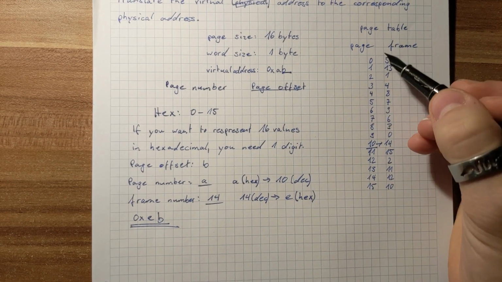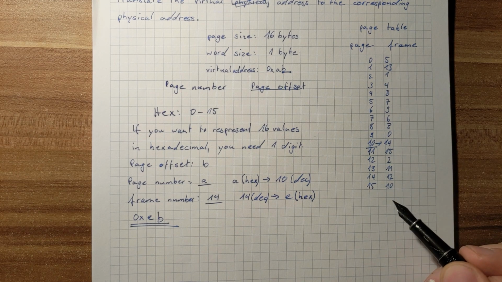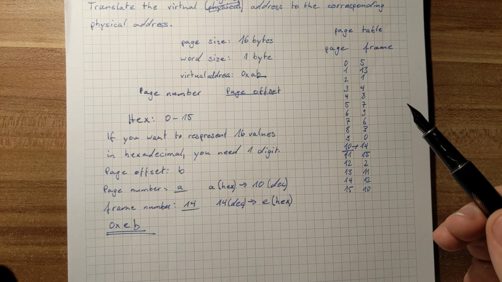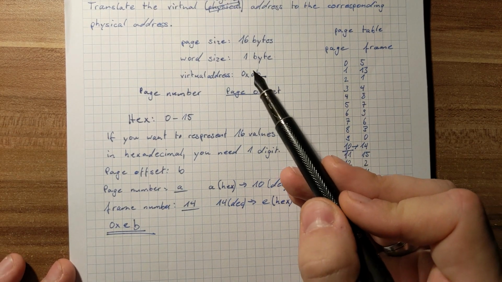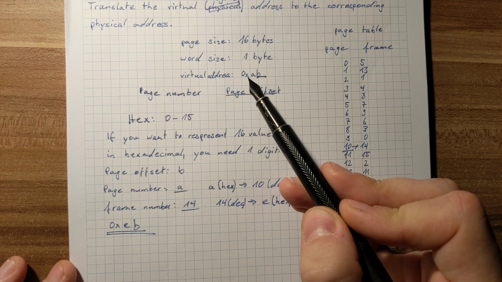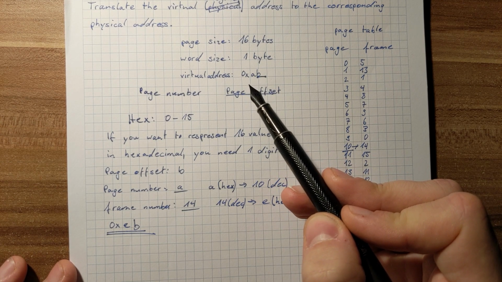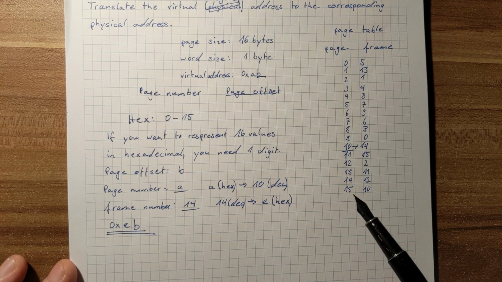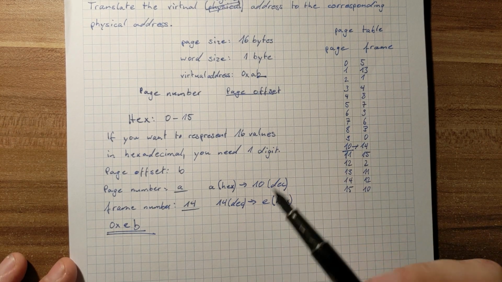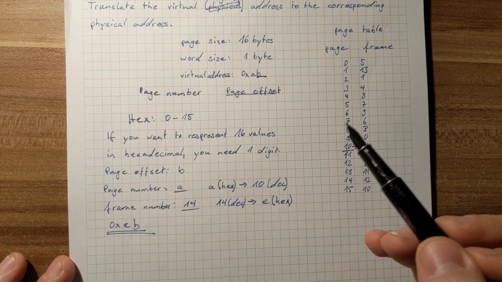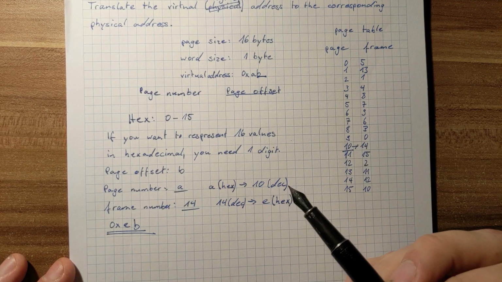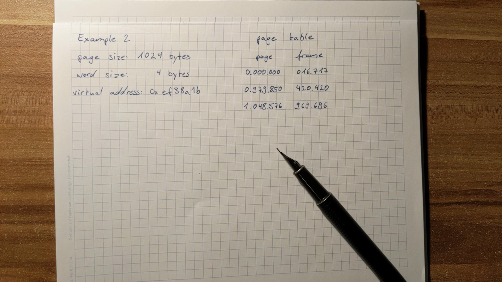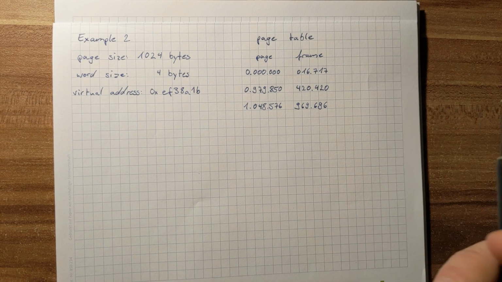But keep in mind, that always depends on the page table. So put very simply, you basically just extract the page number from the virtual address. Then you look into the table, and then you put the frame number in place of the page number from before. That's it. Okay, let's do another example with slightly bigger numbers.